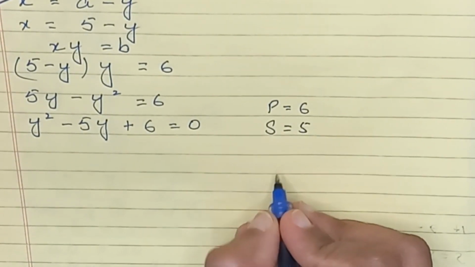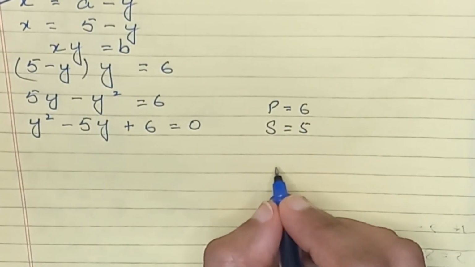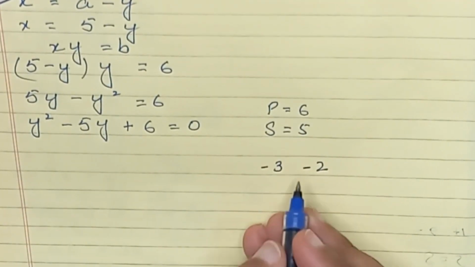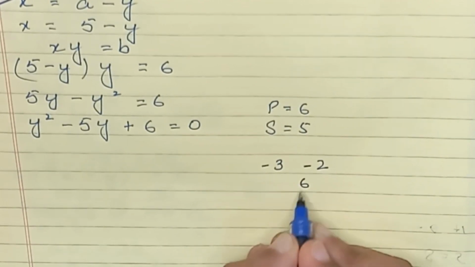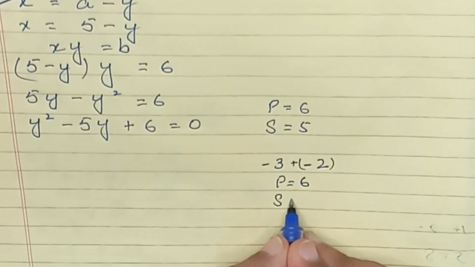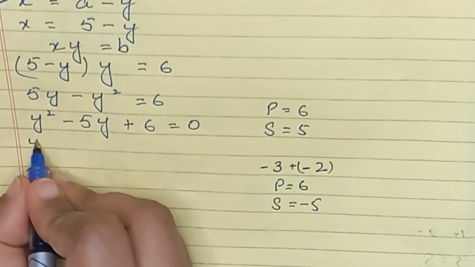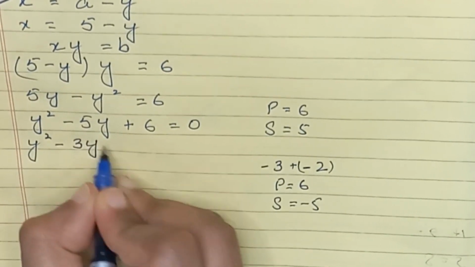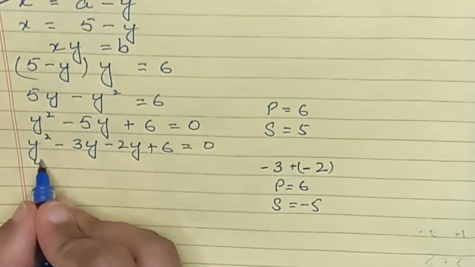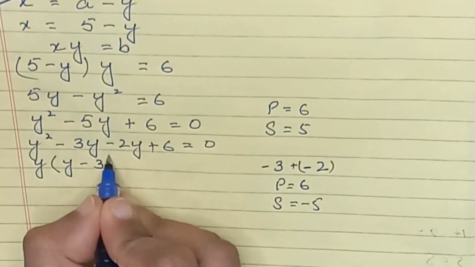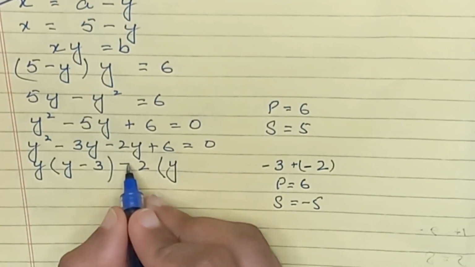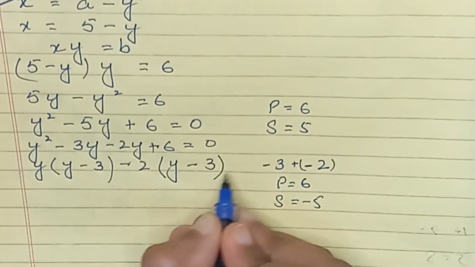So we will factorize. Factors of 6 are 3 and 2. If we take the negative sign with both terms, negative into negative will become positive 6. So the product will be positive 6, and when we add them, it will become negative 5. So it will become y square minus 3y minus 2y plus 6, which is equal to 0. From the first two terms we have y common, so it will become y minus 3, and from these two terms minus 2 is common. So minus minus will become positive y, and minus 2 times 3 gives minus 6, which is equal to 0.